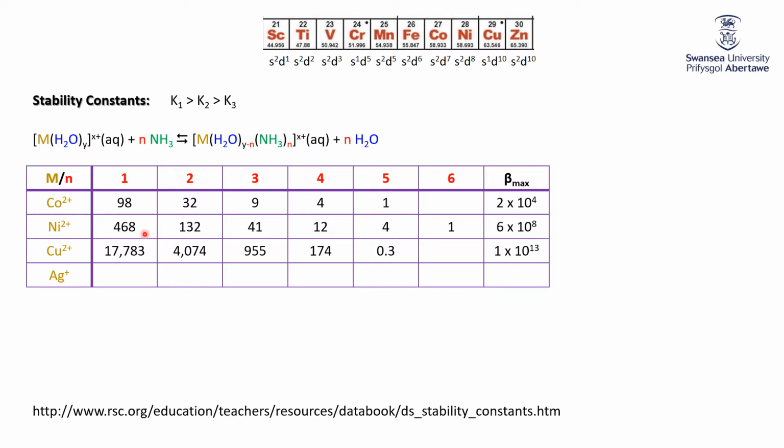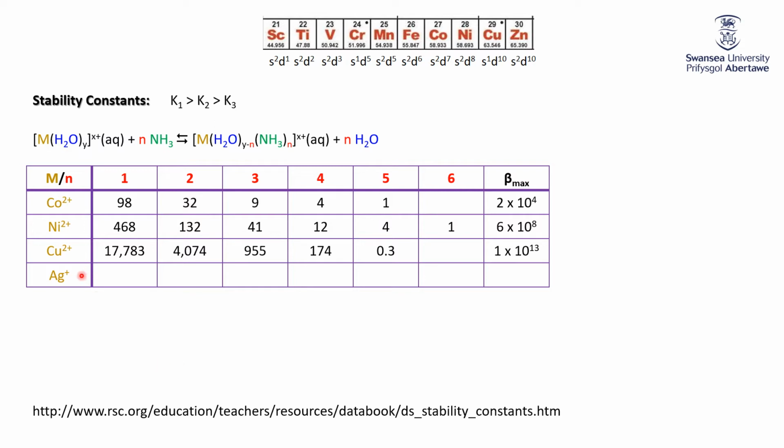Same thing for nickel 2+. We go from 468 as the equilibrium constant, the stability constant, for replacing that first water. So in other words, the stability constant of the complex that has a nickel with 5 waters and 1 ammonia is 468. 4 waters and 2 ammonias, 132. 3 ammonias and 3 waters, 41, and so on. So you can see that as expected, these values go down. If there's nothing else messing around with it, and we're going to talk about things that can mess around with it bit by bit over this movie, we would expect these successive stability constants to decrease simply because of statistics.